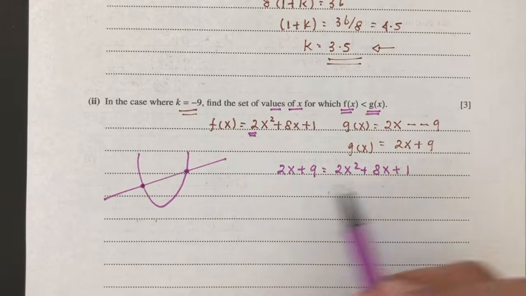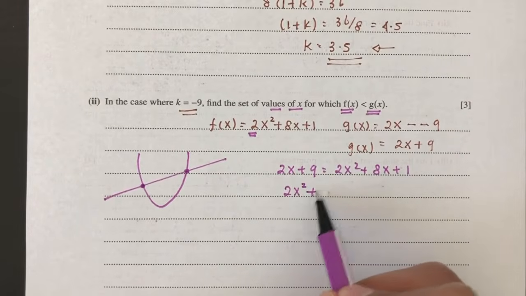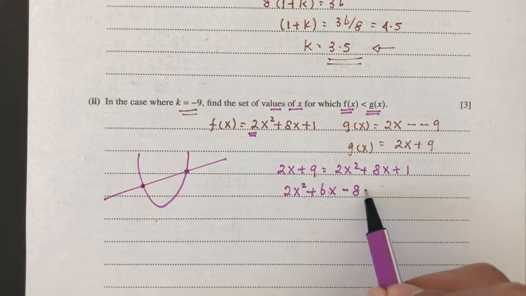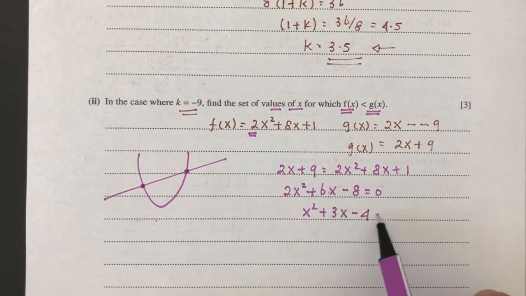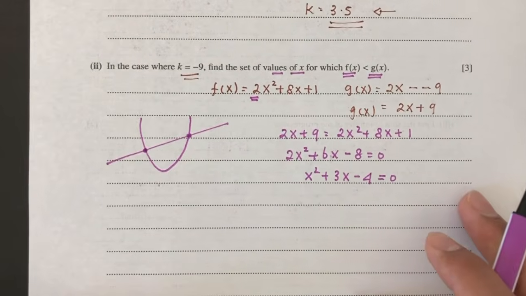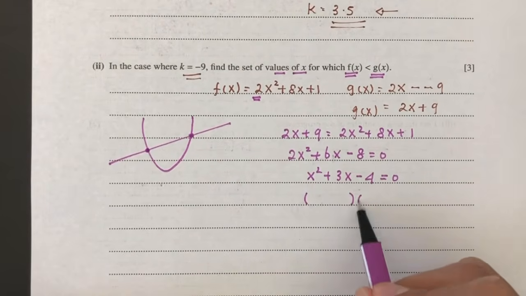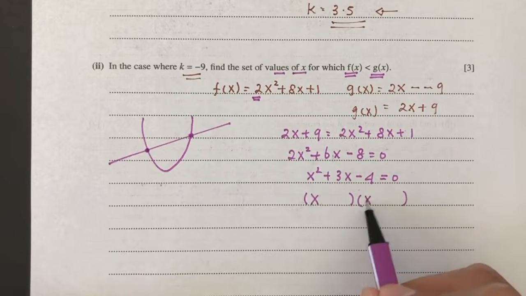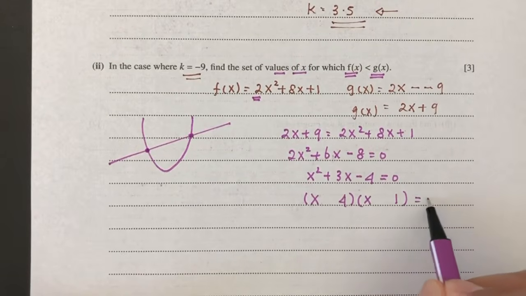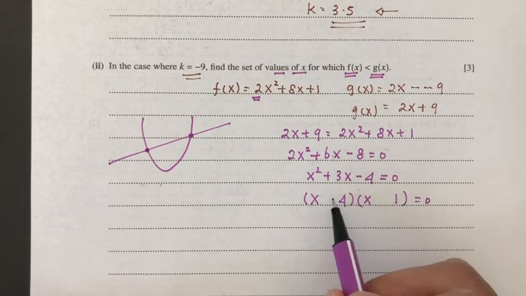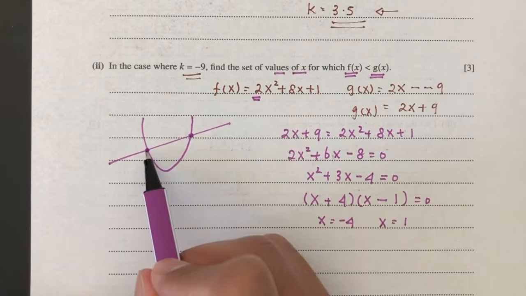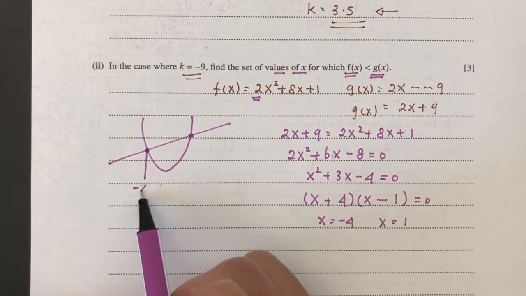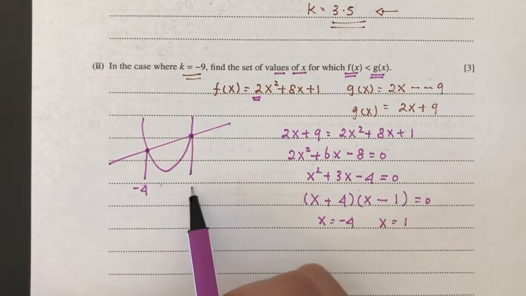Now send everything to one side. You will have 2x squared plus 6x minus 8 equal to 0. x squared plus 3x minus 4 equal to 0. Now if you factorize, you will have x and x, 4 times 1. Now to get plus 3, we have to do plus 4 minus 1. x will be minus 4 and x will be 1. So this value here is minus 4 and this value here is 1.